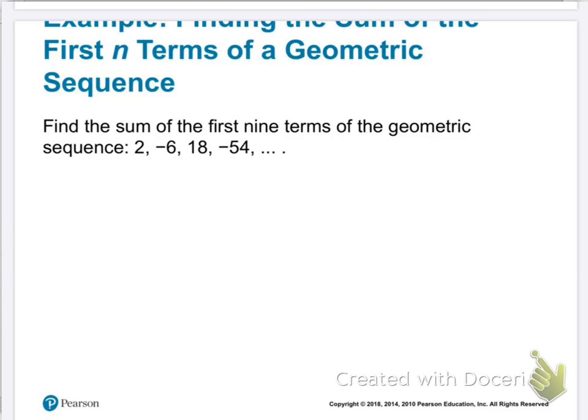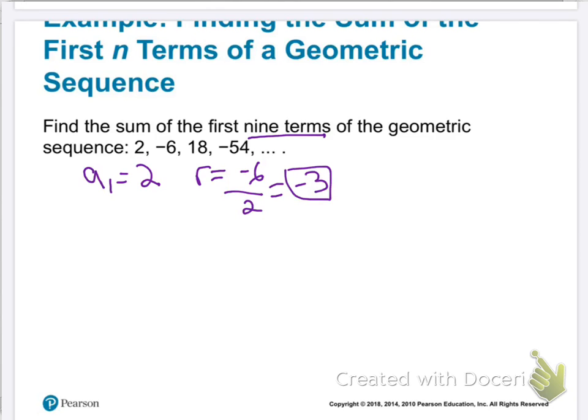So this example says find the sum of the first 9 terms of the geometric sequence 2, negative 6, 18, negative 54. So a sub 1 we know is 2, but then we have to find that ratio. An easy way for us to do that is your second term divided by your first term. You see it's negative 3.